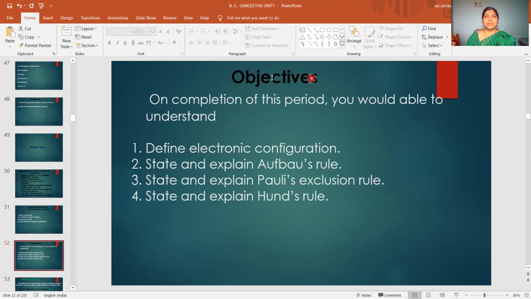Let's come to the objectives. On completion of this period, you would be able to understand: first, the definition of electronic configuration, that is, what is meant by electronic configuration; second, state and explain Aufbau's rule; third, state and explain Pauli's exclusion rule; fourth, state and explain Hund's rule. We'll study these topics here, so you should be able to understand these four topics after finishing this topic.